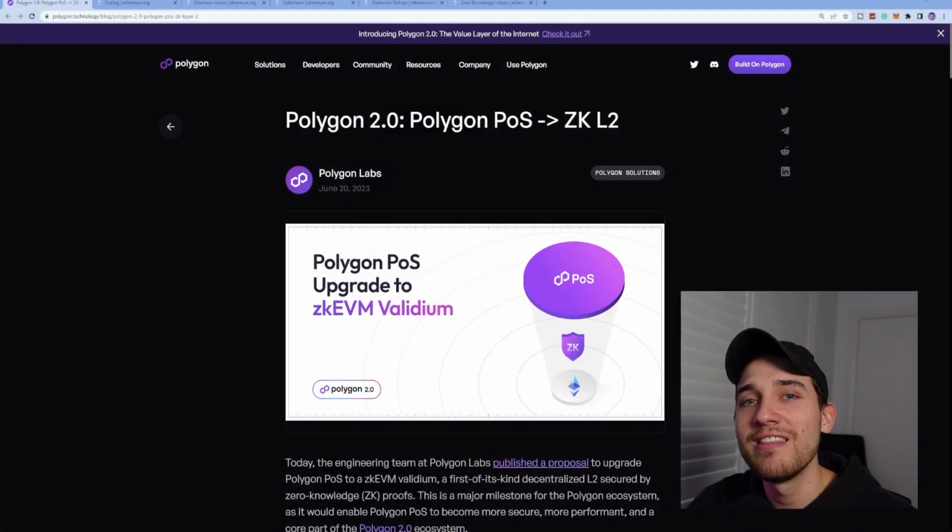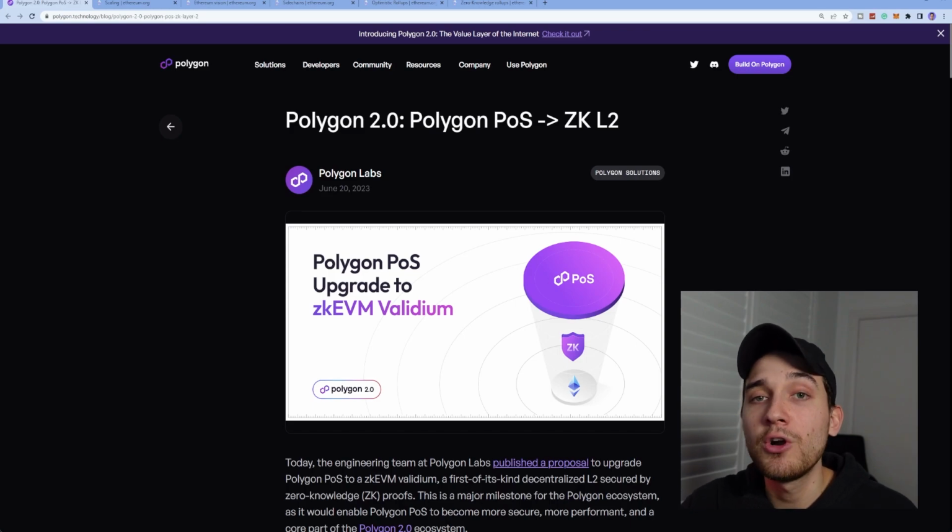Polygon has just released an improvement proposal, a Polygon Improvement Proposal, PIP, to upgrade their POS chain, their proof of stake chain, to be a zkEVM Validium. So this would transform the chain from what it is currently, which is a sidechain, to a Validium that is EVM compatible and powered by zero knowledge proofs.